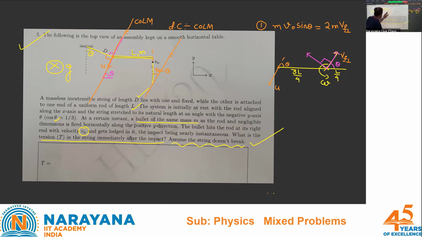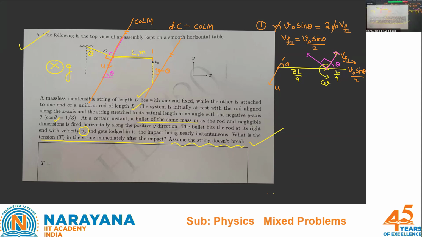m v naught sine theta should be equal to 2m vf perpendicular. So this equation gives me this vf perpendicular term, and this vf perpendicular comes out as v naught sine theta divided by 2. This is fine. This term is v naught sine theta divided by 2. Right.